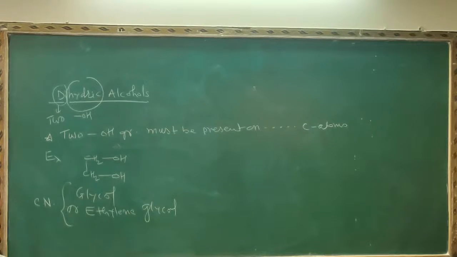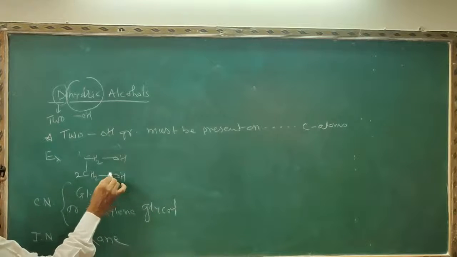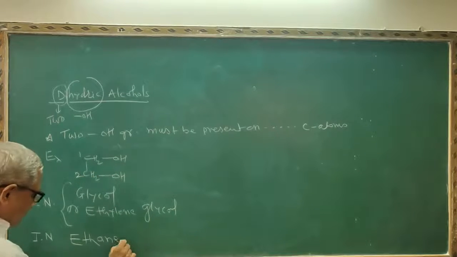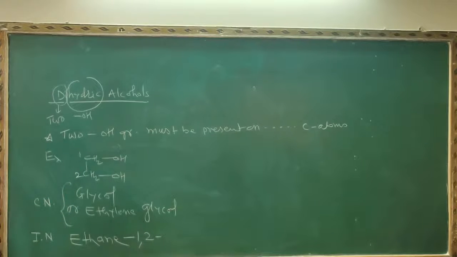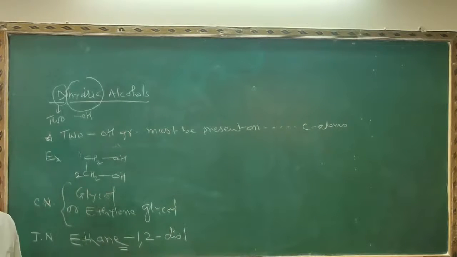The IUPAC name of this compound: it contains two carbon atoms. Use the numbering 1 and 2. Therefore, it is a derivative of ethane. The parent alkane is ethane. The OH groups are attached to carbon numbers 1 and 2, therefore I write here 1 and 2. Again, the two groups are the same, therefore use the term di, and then ol. But remember that the suffix e is retained in diol and triol. It is dropped only in the case of monohydric alcohols, not in di, tri and polyhydric alcohols. So this is the point here.